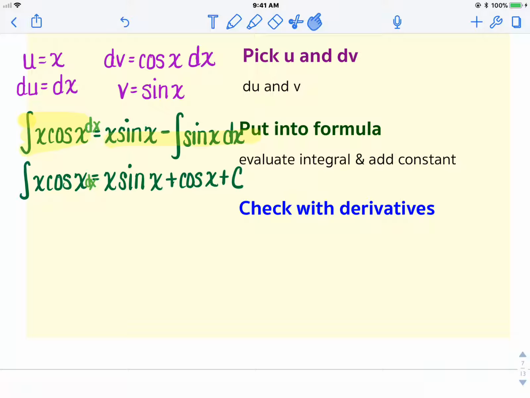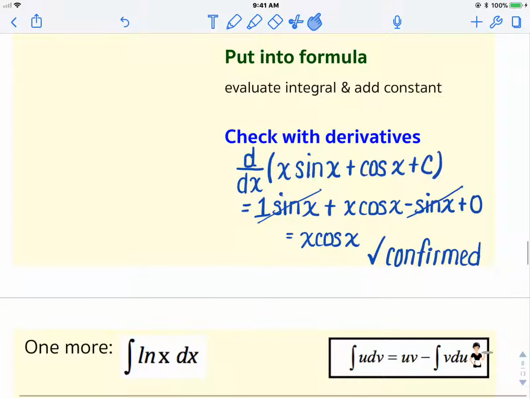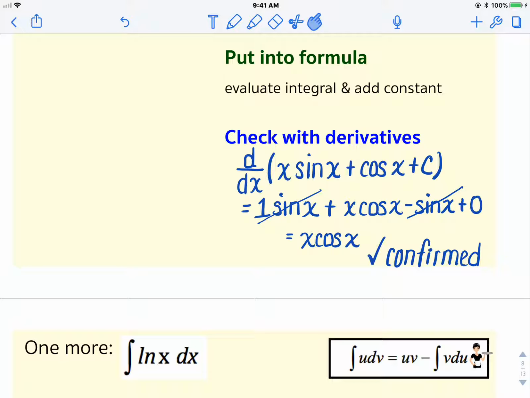Now, to make sure that this is really the antiderivative, we're going to check it with derivatives. So if x sine of x plus cosine of x plus a constant is truly that function or function family, I should be able to take the derivative and check that it gets back to x cosine of x. So work through that and see that it does. Then when you're ready, go on to the next example.